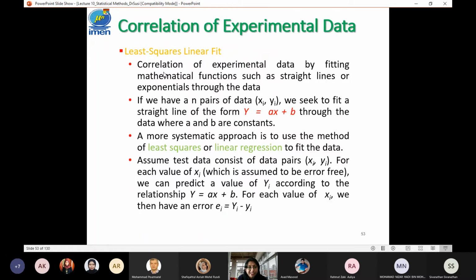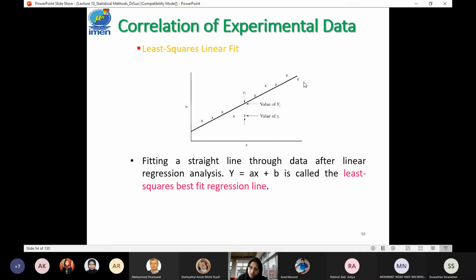So normally when you do your experimental data, you have a form of y equals ax plus b, right? So what we do with this data is we construct a figure or a chart. We call it least squares or linear regression to fit the data. So assuming you have data pairs x and y, and for each value we have an error rate, right? So you plot. So this is a nice linear curve, right? So everything falls into place.